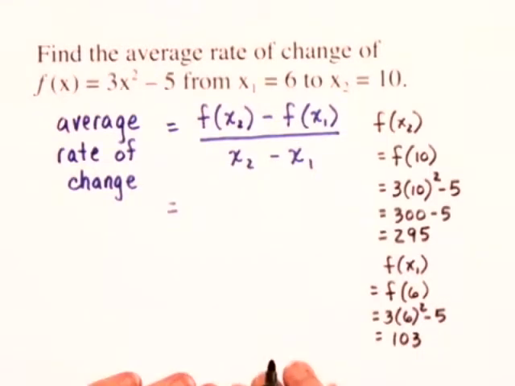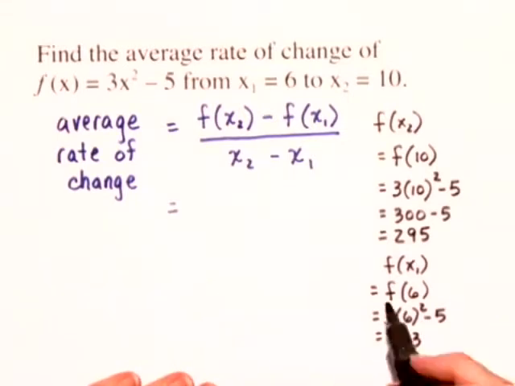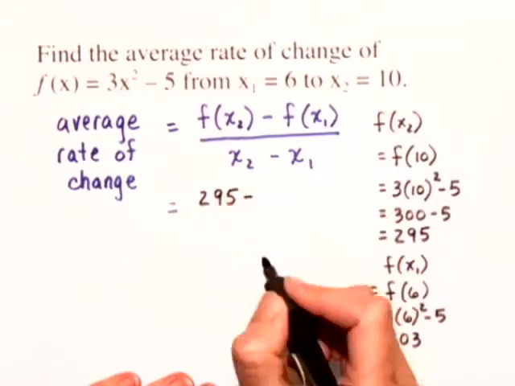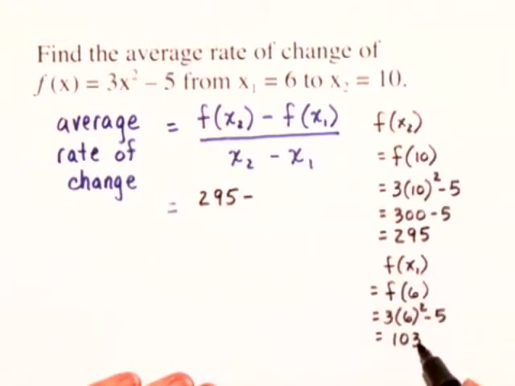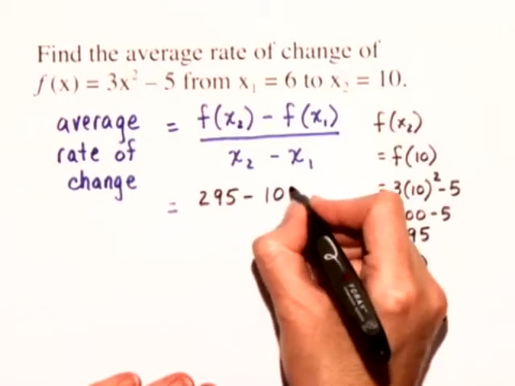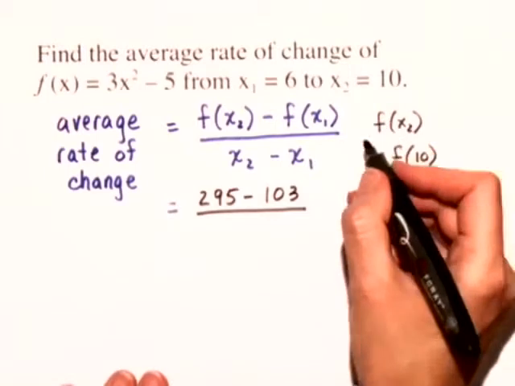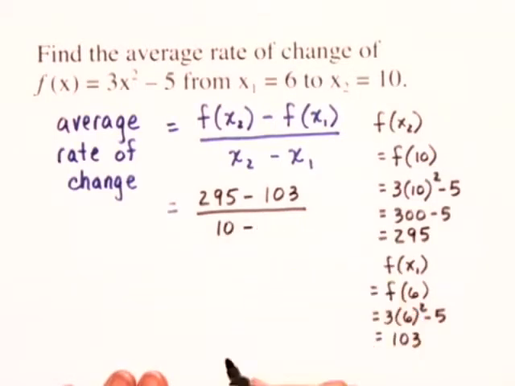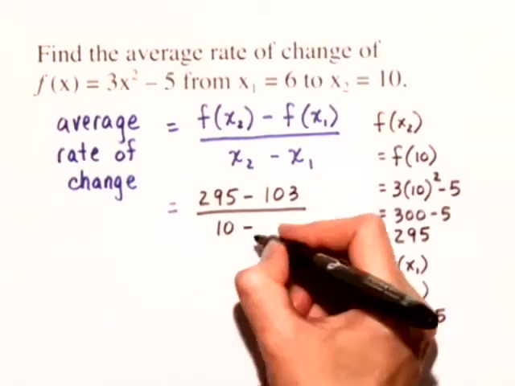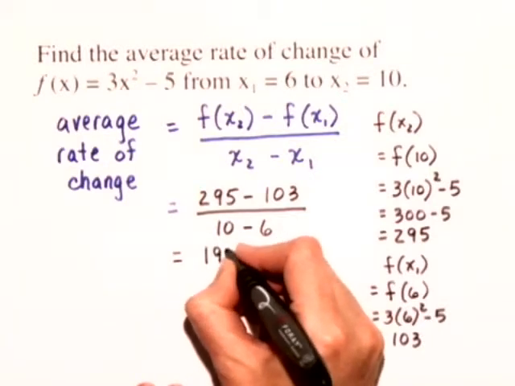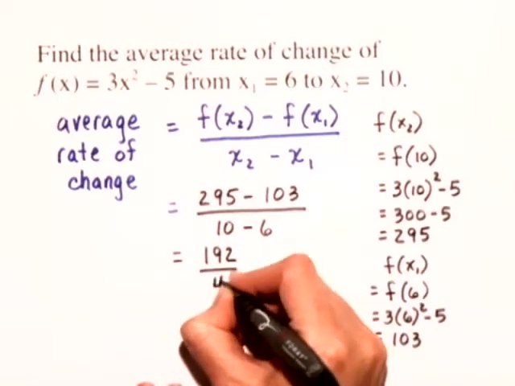So we'll substitute these values in now. F of x sub 2 we found out was 295, minus f of x sub 1 we just calculated was 103, divided by x sub 2 was given as 10, minus x sub 1 was also given as 6. So we'll just simplify. 295 minus 103 equals 192 over 10 minus 6 is 4.